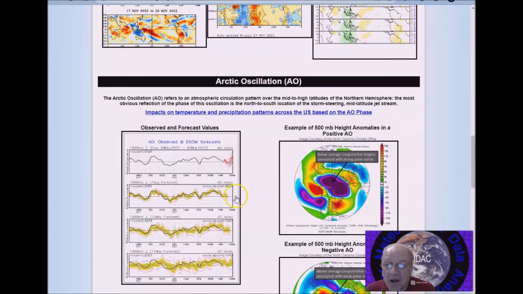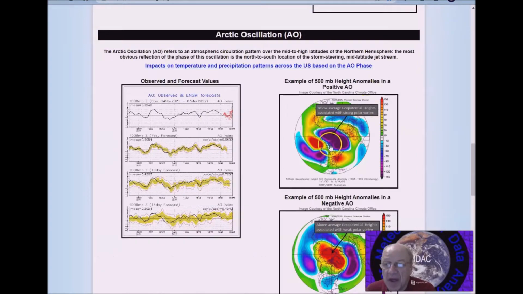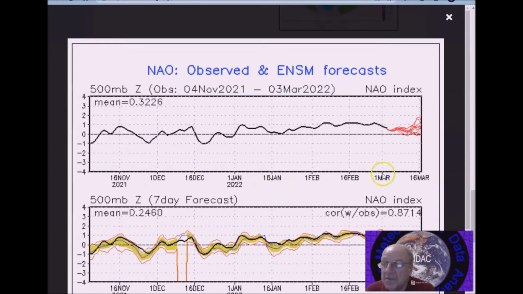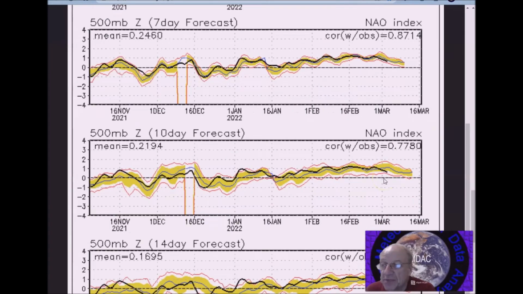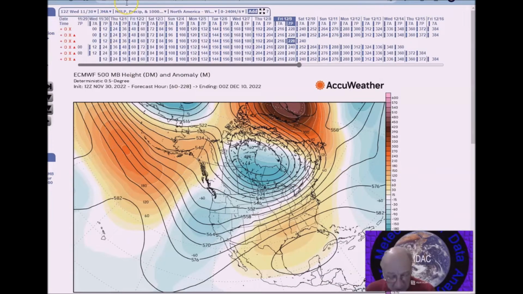We're going to look at the Arctic oscillation, forecast to trend negative again. And then we have the NAO, which is negative and is forecast to trend towards neutral later in the period. This all favors cold weather, but the models aren't really showing that yet. I think it's a little slower than what the MJO is showing.